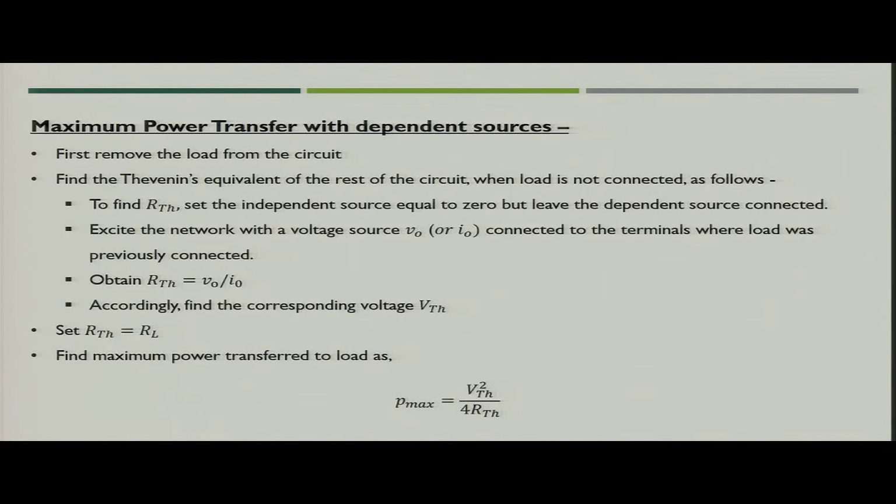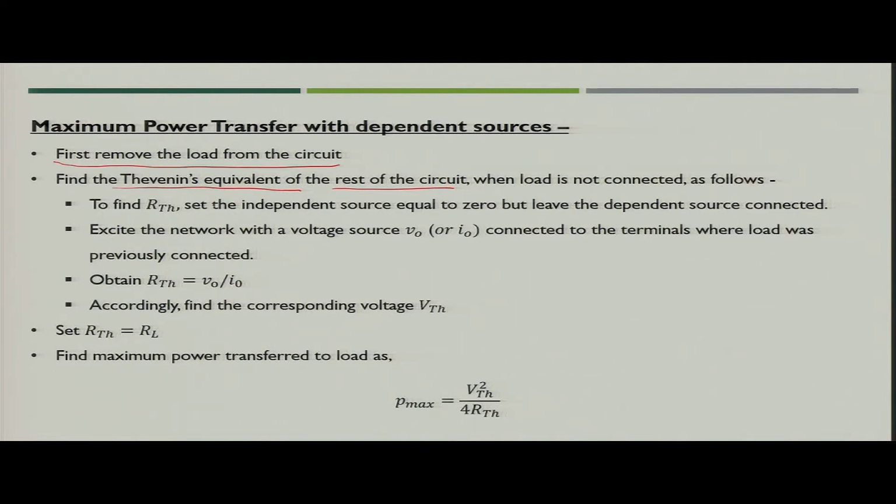How will we find the values of various elements like VTH, RTH and RL when a dependent source is available in the circuit? First, remove the load from the circuit. Now, for the circuit left without the load, you have to find the Thevenin equivalent of the rest of the network.